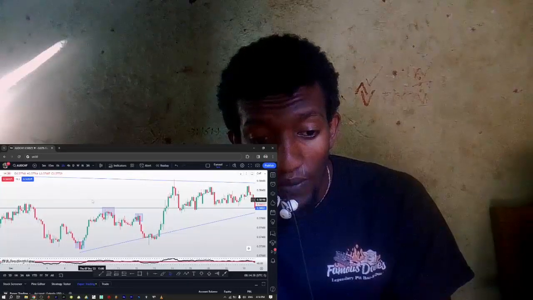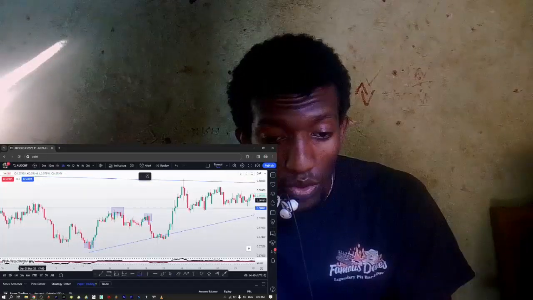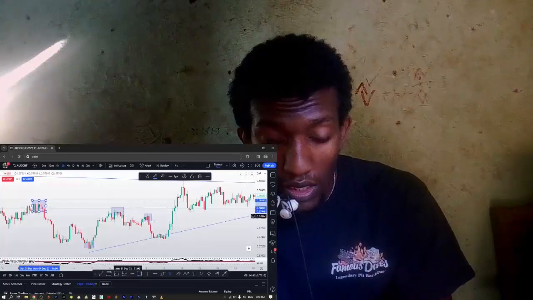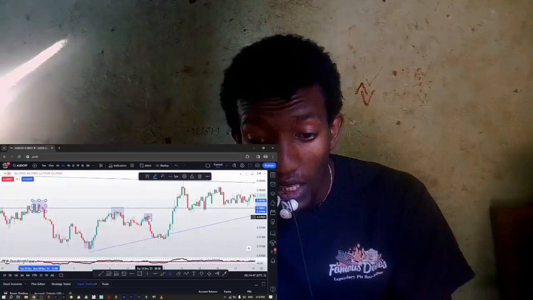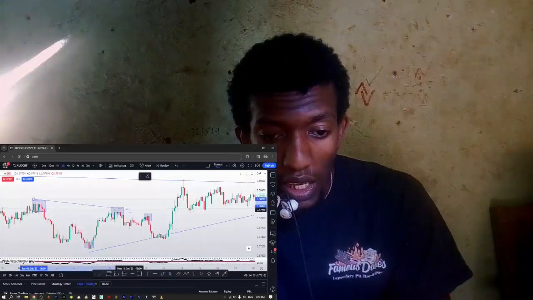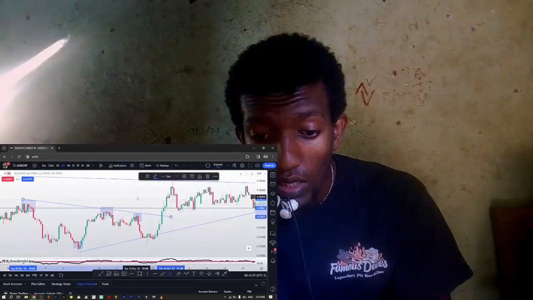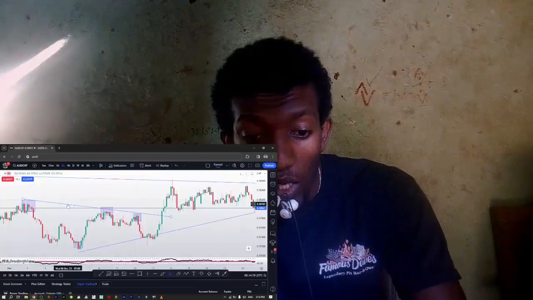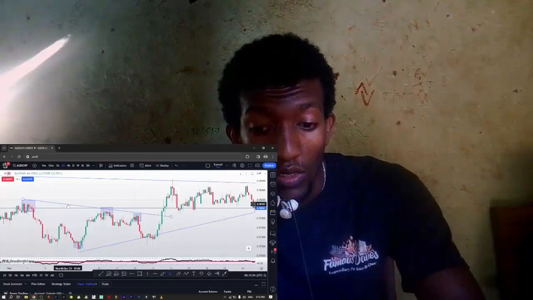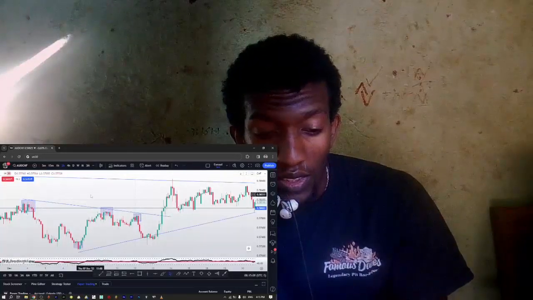This was the highest high, and this is the second high. This is the third highest high. So when you connect a trend line like this, what is it pointing to? It is pointing downward, because the price is moving downward in this case.